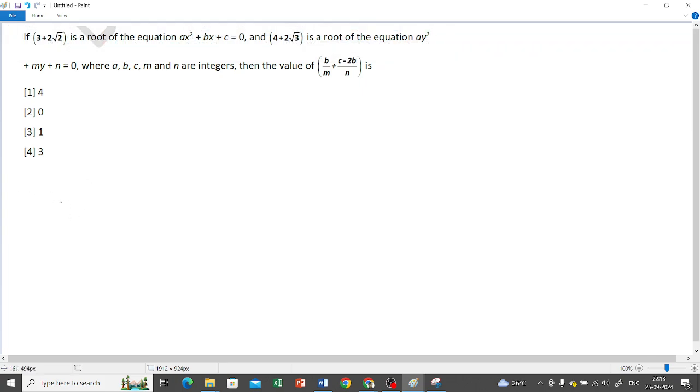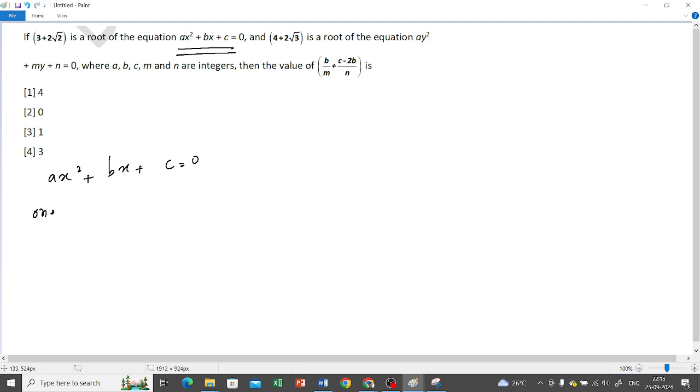Okay, let us complete this sum. 3 plus 2 root 2 is a root of the equation this. Fine. So let us take this equation first. So Shritama, tell me. ax square plus bx plus c is equal to 0, right? This is what we have. 3 plus 2 root 2 is a root of the equation.